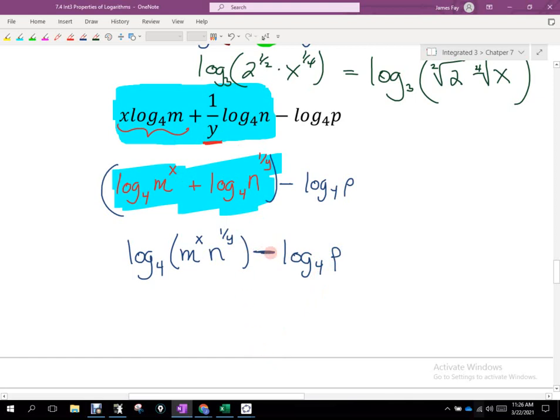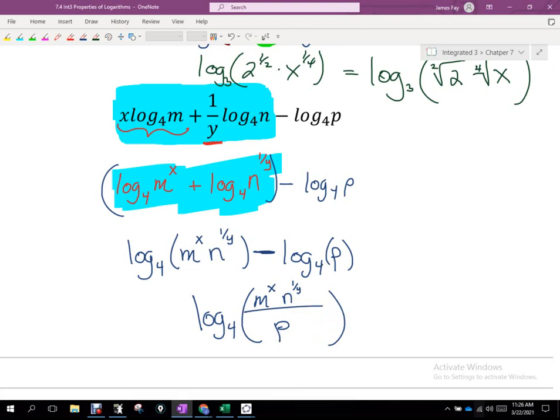What does subtraction turn into? Division. So I'm going to take the things that are in parentheses and divide them. So it turns into log base 4 of m to the x, n to the 1 over y, over p. Is that okay? Now you can leave it that way, and that'd be a fine answer. But how can I readjust that 1 to the y for this n?